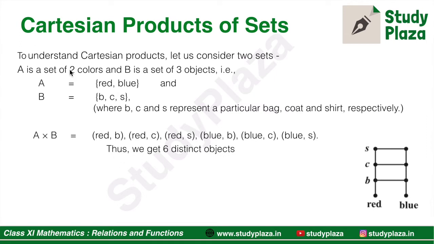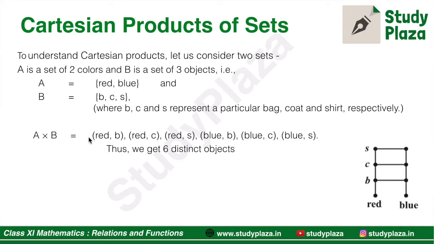To understand Cartesian products more nicely, let us take two sets: set A, which consists of two colors, red and blue, and set B, which consists of three objects, that is b, c, and s. b stands for bag, c stands for coat, s stands for shirt. The Cartesian product A cross B will have elements where the first element is from set A and the second element is from set B. That is, (red, b) is the first ordered pair, (red, c) will form the second ordered pair, and (red, s) will form the third ordered pair. Similarly, with the second element of set A, (blue, b) will form the next ordered pair, (blue, c) will form the next, and (blue, s) will form the last ordered pair.